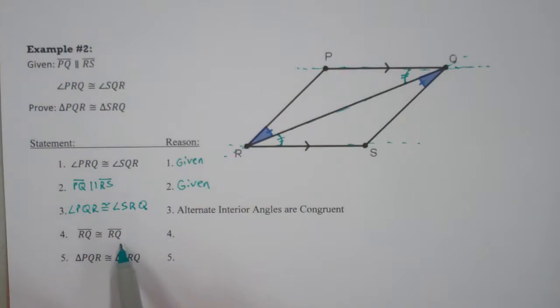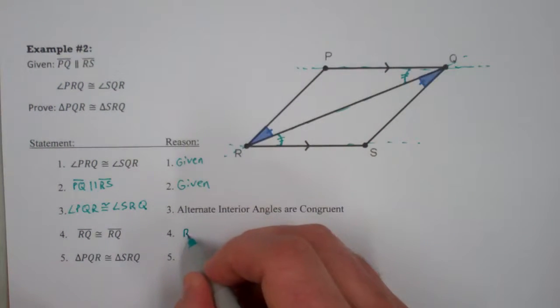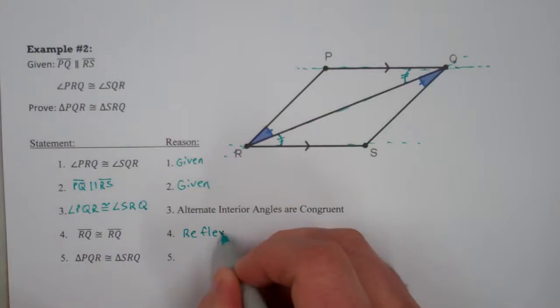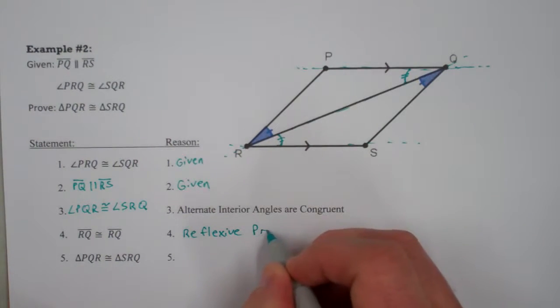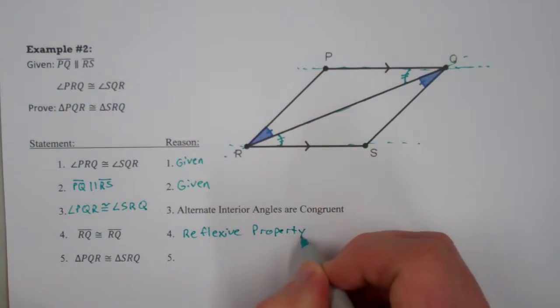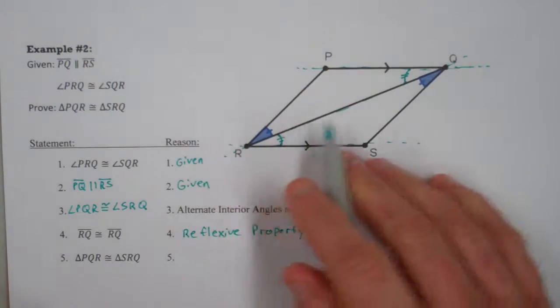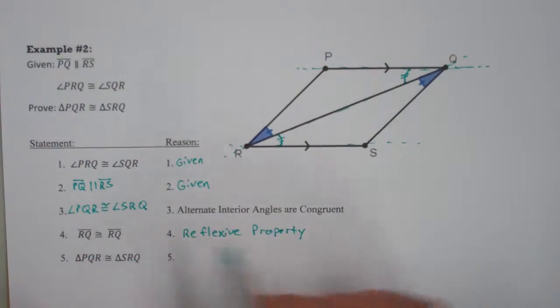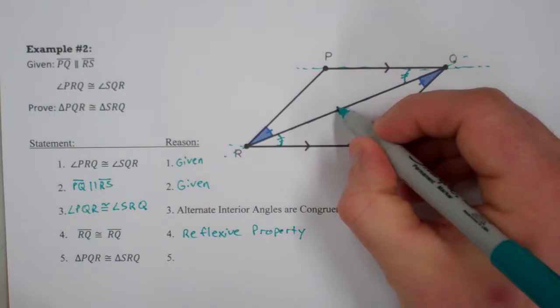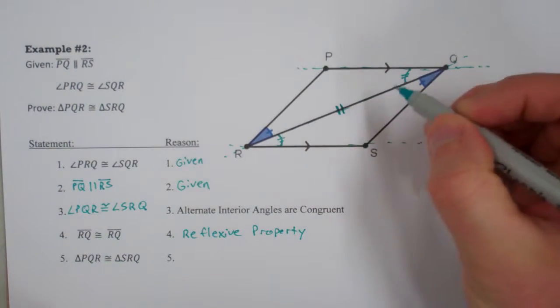The next one, RQ is congruent to RQ. Well, this is an easy one. Whenever you have an angle or a segment congruent to itself, this is the reflexive property. So you can just write that in there as your reason. Well, that's not marked here, so let's mark it. RQ is congruent to RQ. You can put one tick mark. If you want to put two, that's fine.